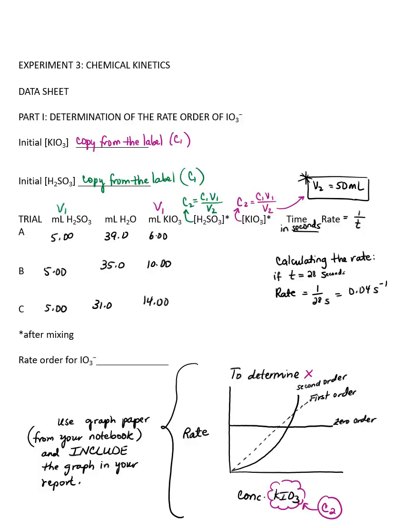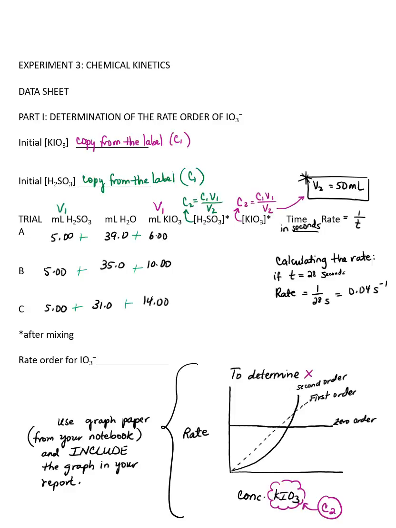So C1 is the concentration that you have for your acid times V1, which is how much acid you're using, and all of that divided by a total volume. The total volume for all of your samples is going to be 50 milliliters. If you add 5 here plus 39 plus 6, that gives you 50. If you add 5 plus 35 plus 10, that gives you 50. Same thing for the last one. You have 5, 14, and 31. When you add all of that, that will give you 50. So the final volume for all 3 samples is 50.